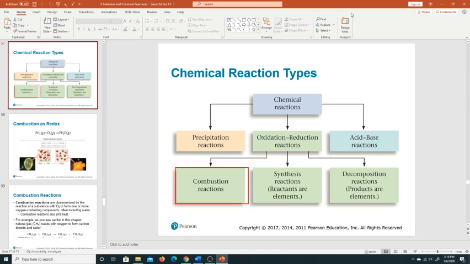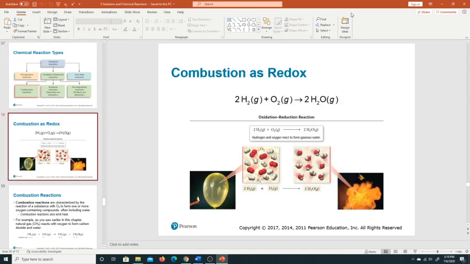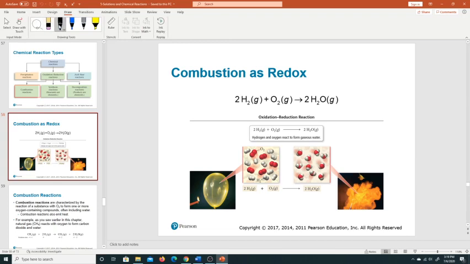So the first type of reaction is called a combustion reaction. Combustion involves the burning of something in the presence of oxygen. So in this case here, we have hydrogen gas being combusted with oxygen gas to produce water. Notice the oxidation state of hydrogen is 0. The oxidation state of oxygen is 0.